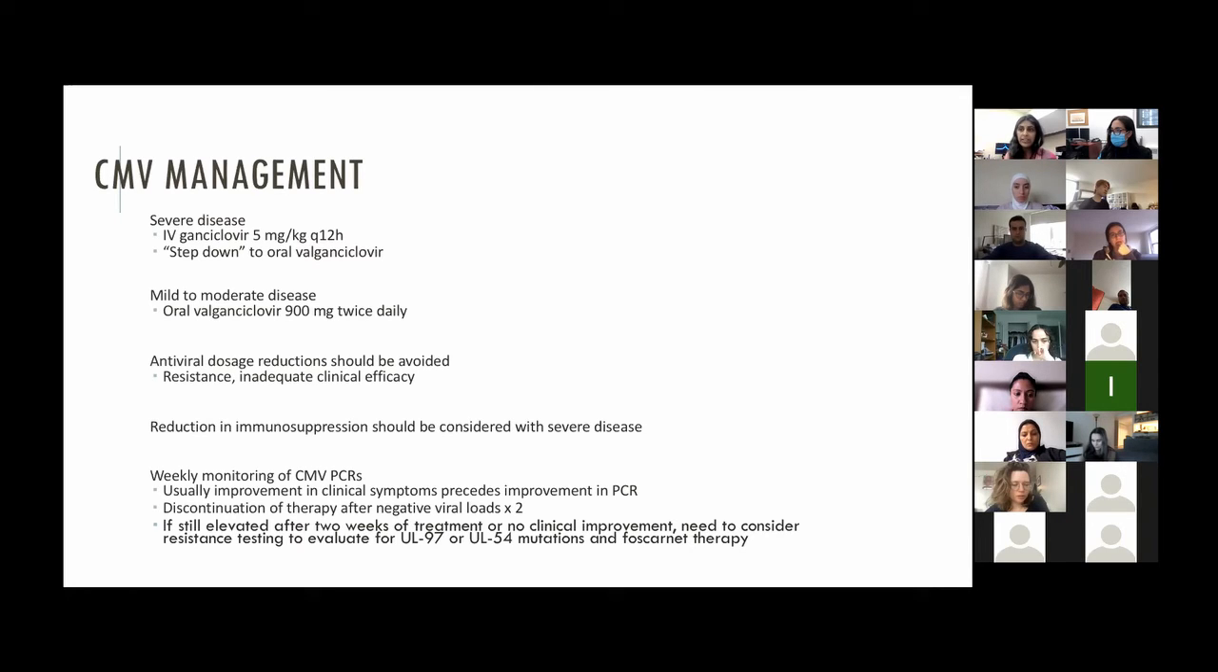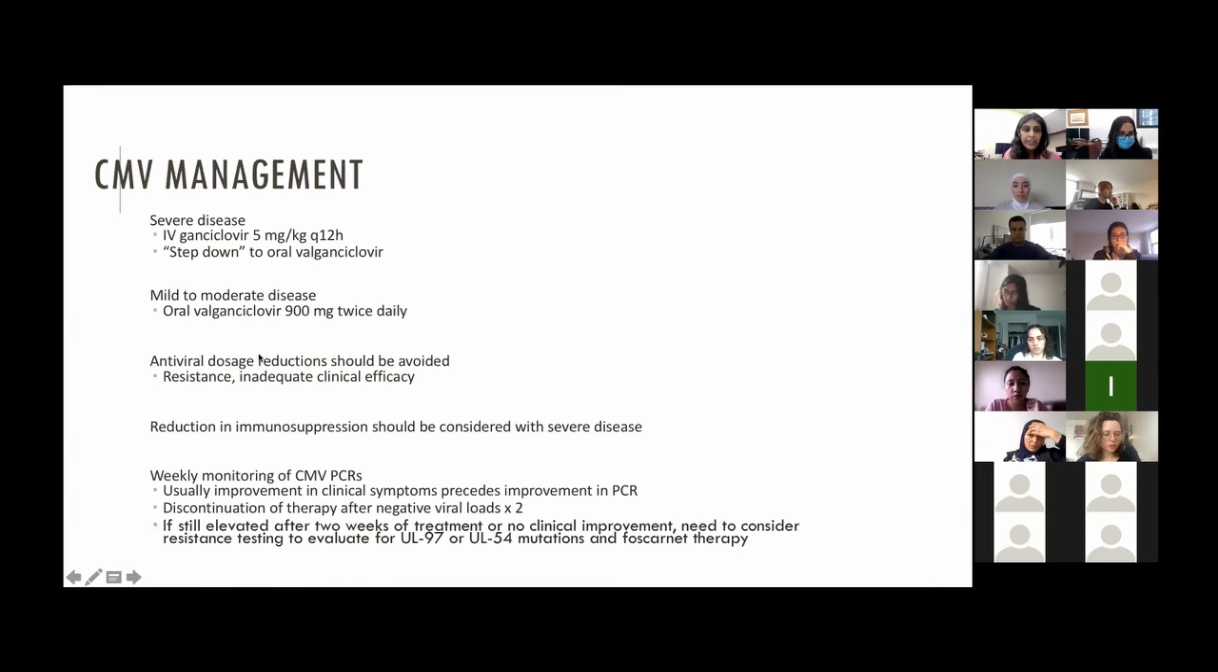So how do we treat CMV? The good news is we have a lot of good treatments now. The most common treatment that we use is IV ganciclovir or oral valganciclovir, which is basically the oral prodrug of IV ganciclovir. This patient had severe disease and a very high PCR, so he received IV GCV. But in mild to moderate disease, we'll treat with oral valganciclovir. Typically, this is the most common dose we use for good renal function.